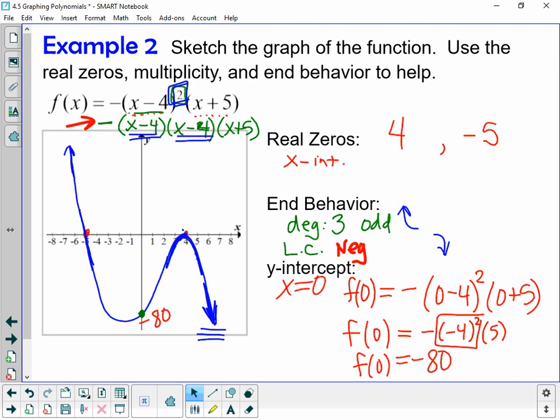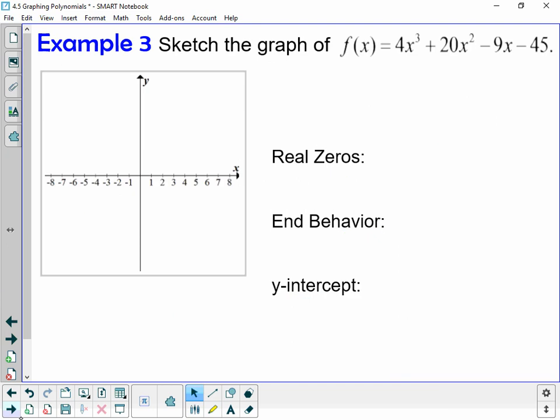So that's our second function. So the purpose there, I wanted to show you that sometimes if you have a multiplicity on one of your roots, you need to be really careful about showing that proper behavior at that intercept.